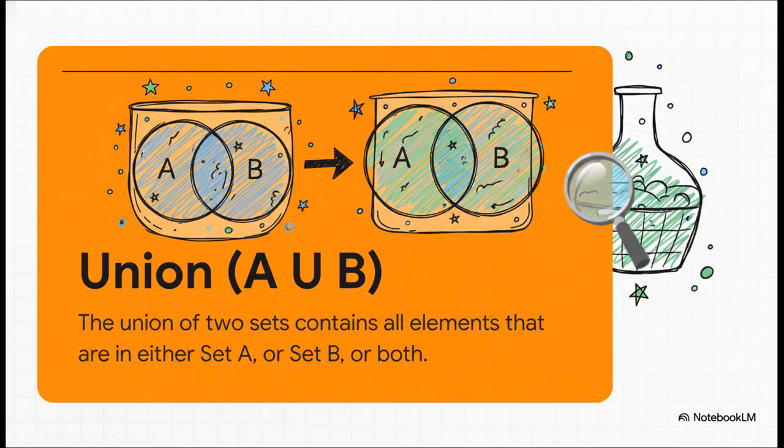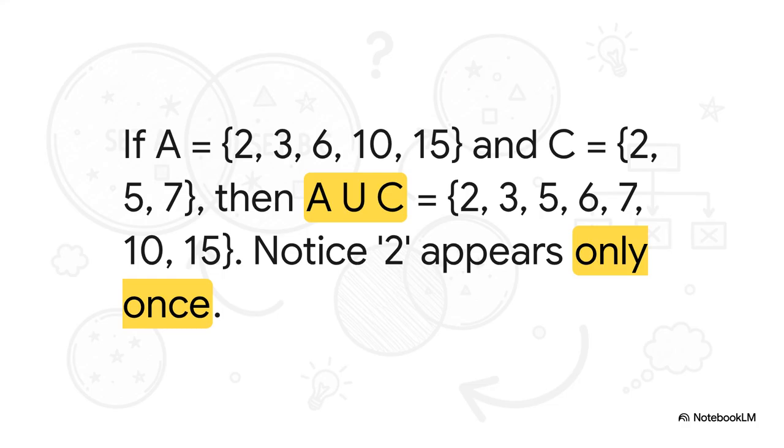Okay, next is union. Think of this as the ultimate merge button. You're basically taking 2 collections, dumping them into one giant bin, and keeping absolutely everything. If an item is in set A, or if it's in set B, or if it's in both, it makes it into the union. Let's look at this example right here.